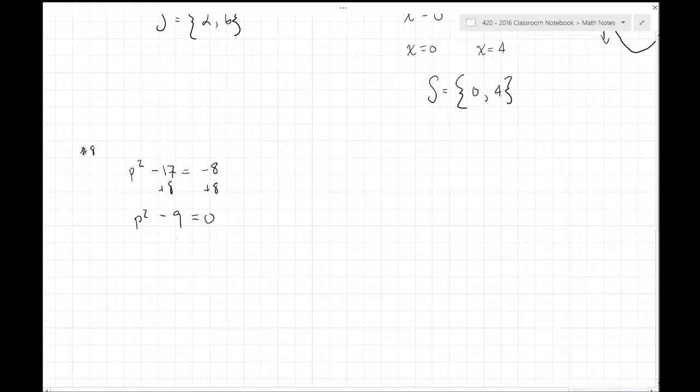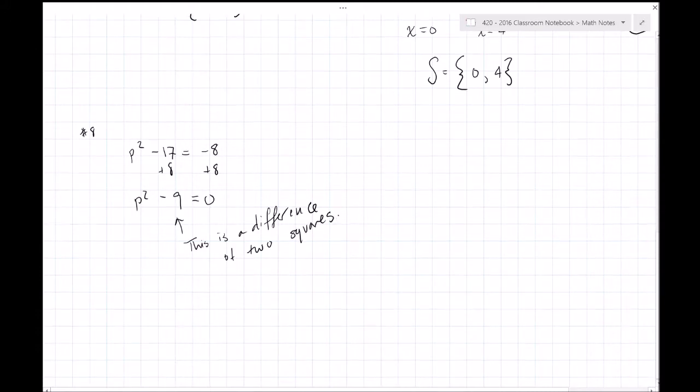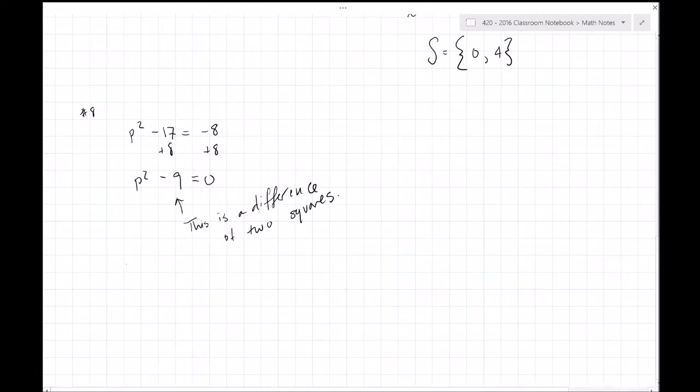You got to be able to recognize that this is a difference of two squares. P squared is a perfect square, 9 is a perfect square, and we're doing subtraction between the two, so it's a difference. This is a difference of two squares. So all differences of two squares factor into conjugate binomials, p plus 3, p minus 3. Two identical factors except for the signs.